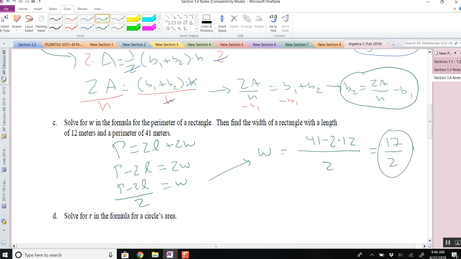And oh, don't forget the meters. Don't forget the units if they're given. I am going to be kind of a stickler about that. Again, I've taught a lot of classes. I've taught AP Calculus, and they're pretty strict on showing the units. So yeah, just make sure you show your units. 8.5 meters. Let's look at D.